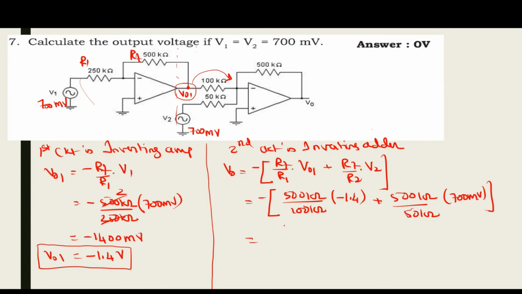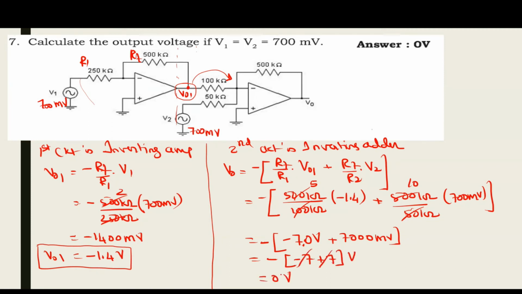Now what will it become? Minus of 5. 14 5s are, this will become minus 7 volt. Now this is 10. 10 into 700 will be 7000 millivolt. Can I rewrite it this way? Minus of minus 7 plus 7 volt. Get cancelled. I am getting VO as 0 volt, right?